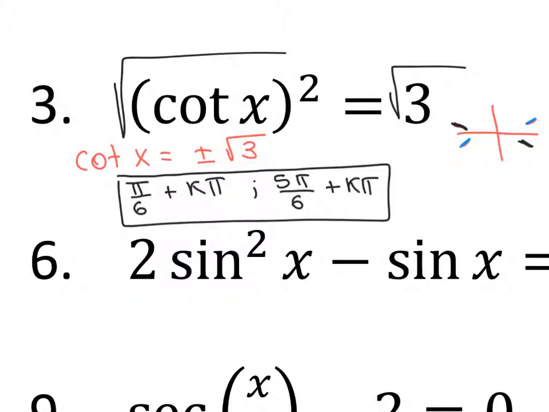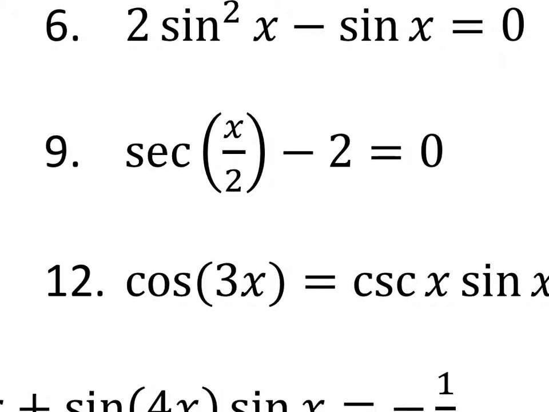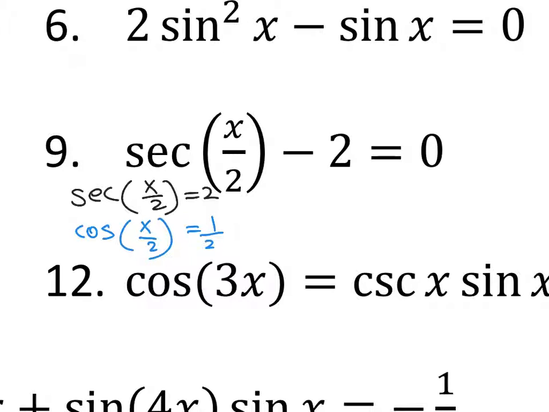Now let's move on to something like number 9. Secant x over 2 minus 2 equals 0. So the first thing I want to do is get the secant by itself by adding 2 to both sides. Now remember, secant is the same thing as 1 over cosine. So that means that cosine of x over 2 is equal to 1 over 2. Now that would give me two angles, and they are the pi over 3 angle and the 5 pi over 3 angle. So x over 2 is equal to pi over 3 and 5 pi over 3.